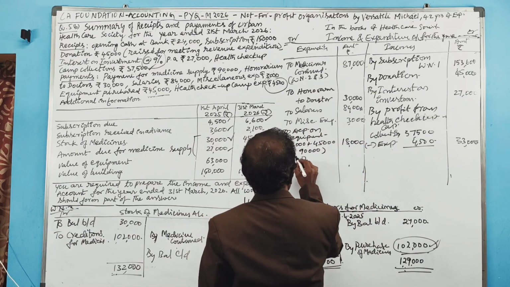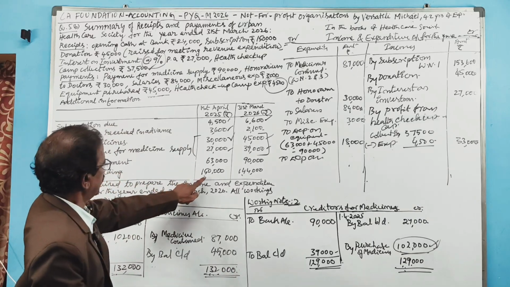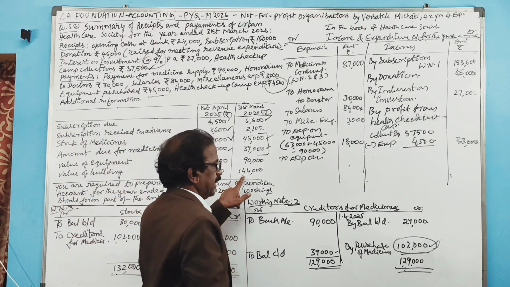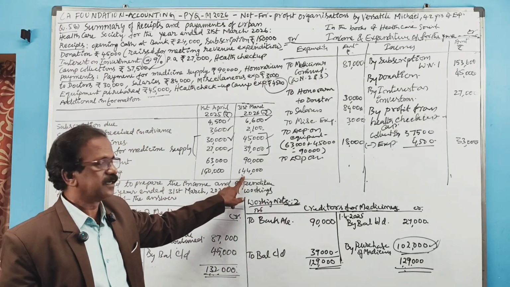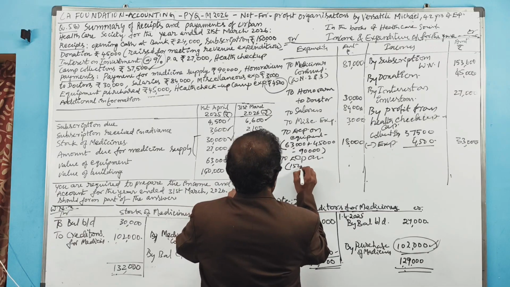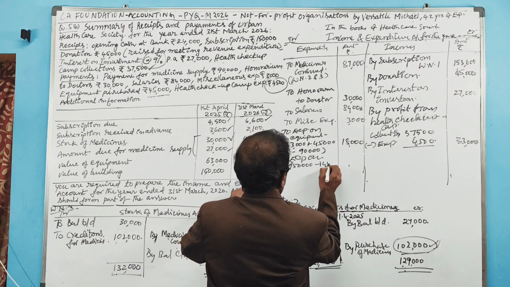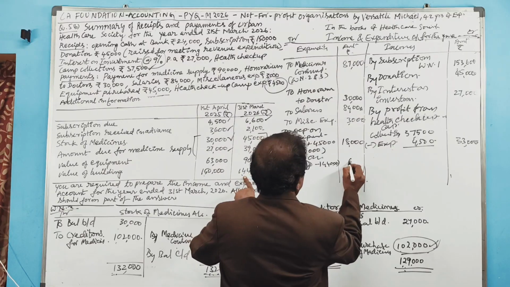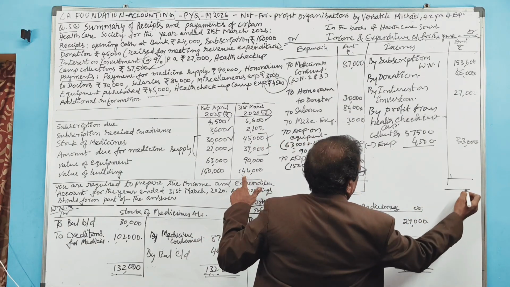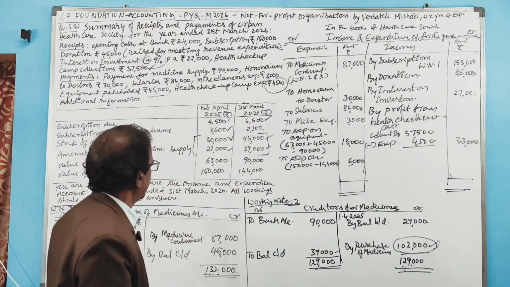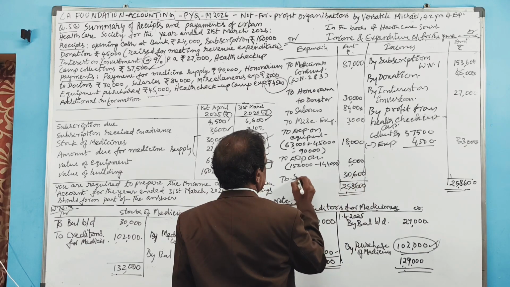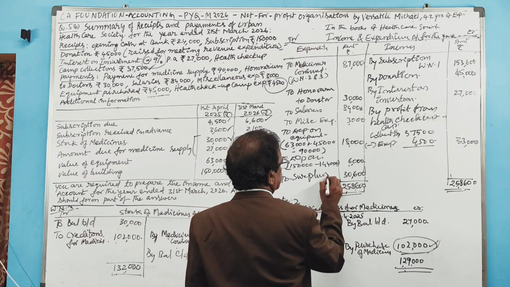Again, depreciation on building. Building in the beginning was 1,50,000 and at the end it was 1,44,000. The difference is depreciation. That is 1,50,000 minus 1,44,000 equals 6,000. The depreciation. Now you can take the balance so that you will get the surplus or deficit. Balance is 30,600. This is called surplus.